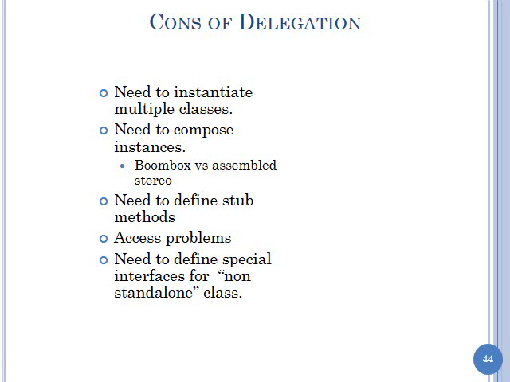So let's look at all the bad things that delegation is. You need to instantiate multiple classes. In one case there was just one class. You just instantiated the most specific class, and everything else you inherit. Here you've got to gather the delegator and all its delegates together, and make it into a composite object.